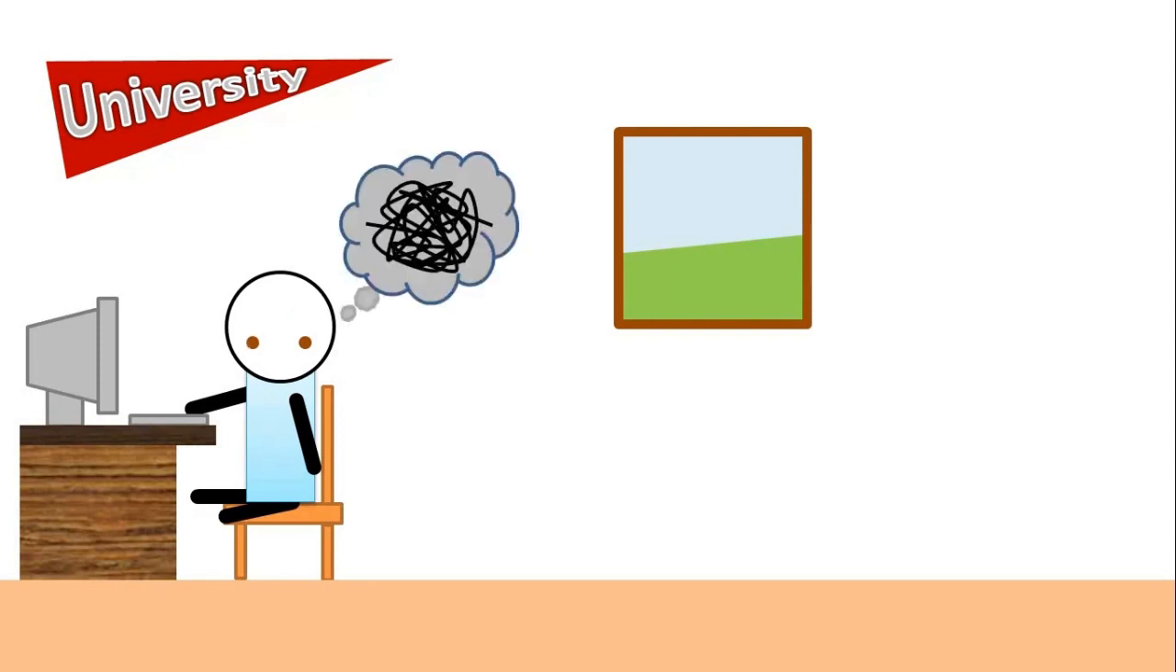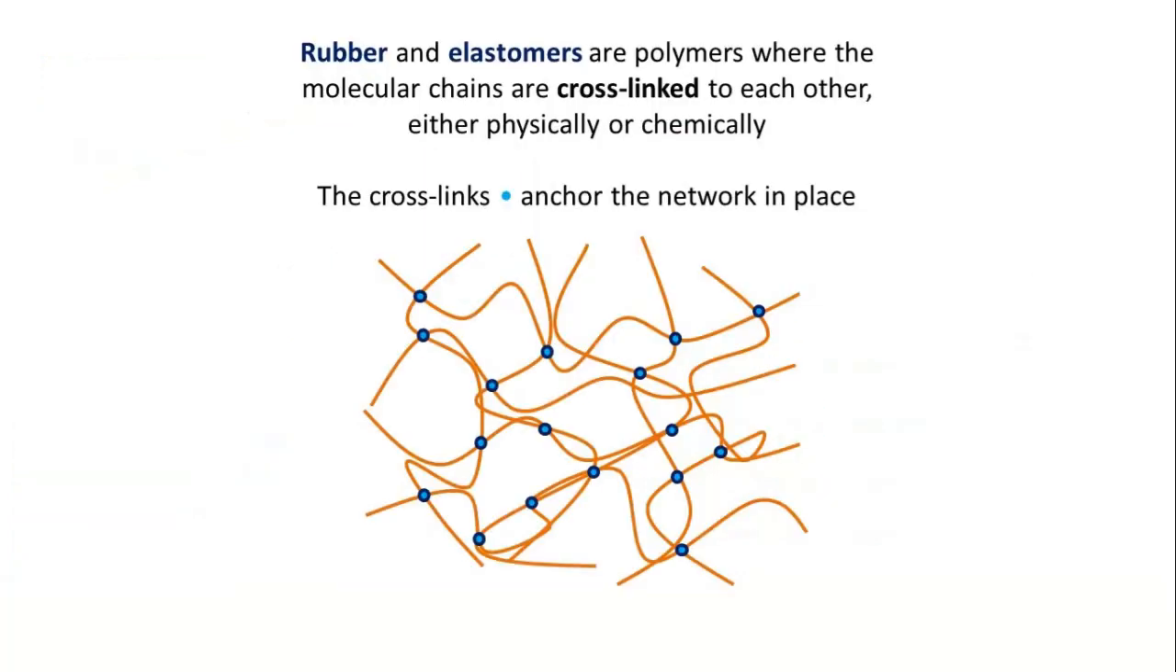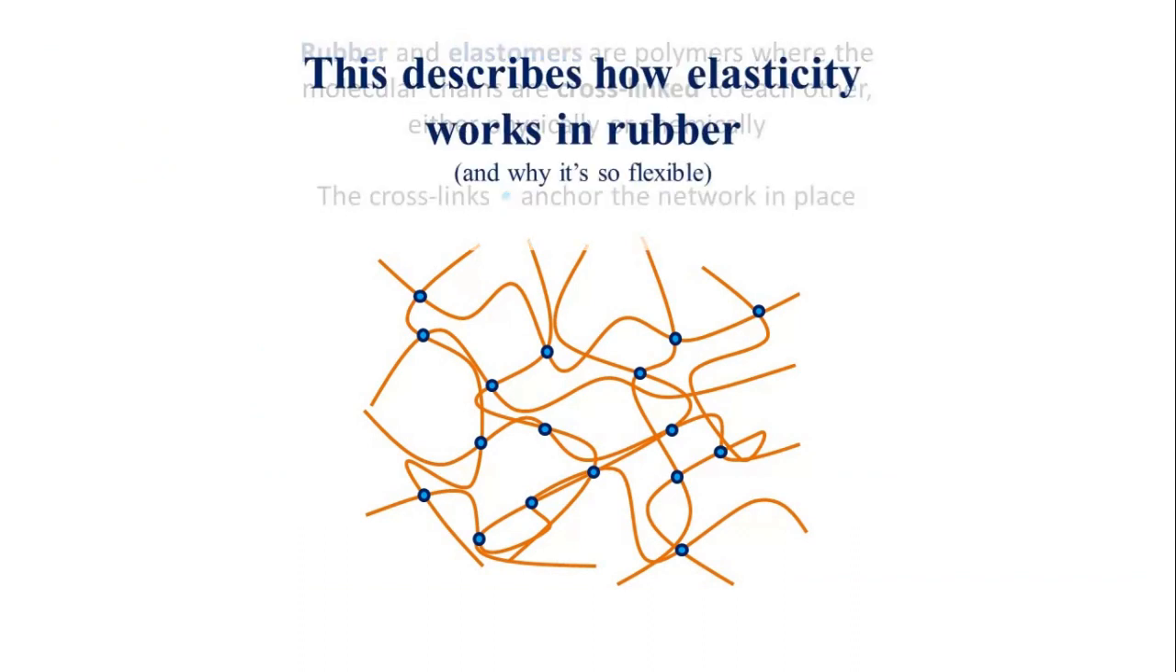Don't get me wrong, everything I just explained was accurate. The problem was, I hadn't completely answered the question. What I just described was the molecular mechanism of elasticity in a rubber. But I didn't answer why rubber is used for bouncy balls, instead of a different type of elastic solid.